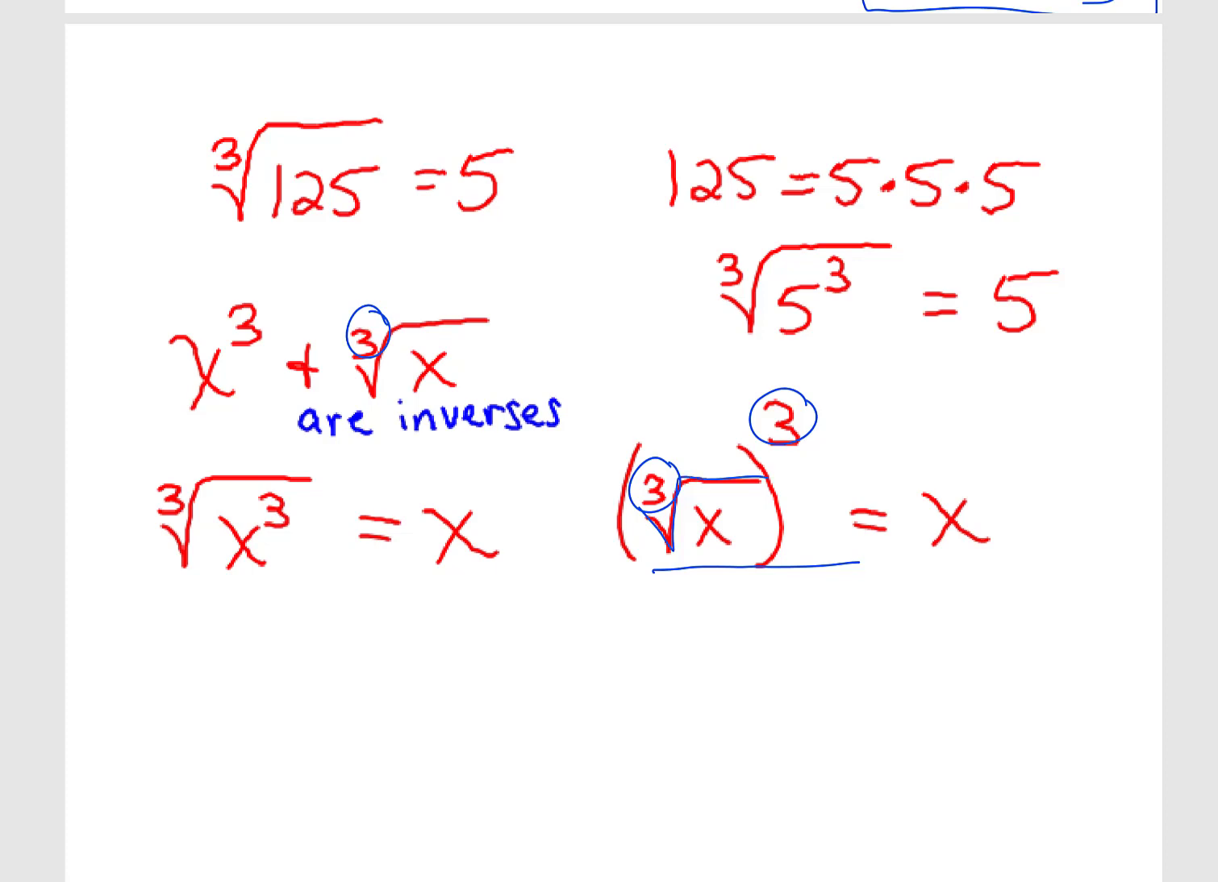That x dropped out and it was just x now, because these are inverse functions. Same thing over here, we had x cubed and we did cube root of x, and so we're just left with x. Okay, so that's going to be something we need. Keep in mind that those are inverse operations of each other when you're raising something to a certain power or finding the root of that number.